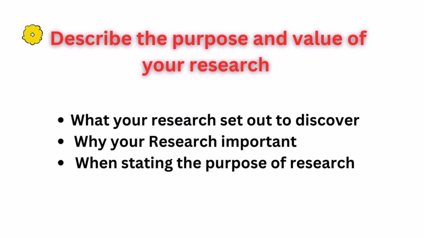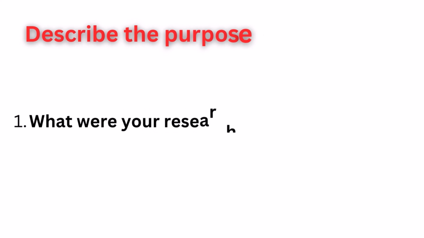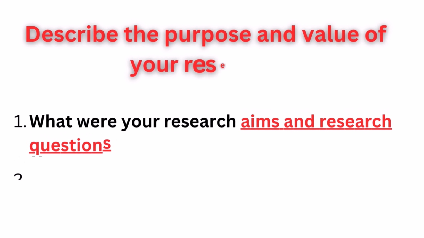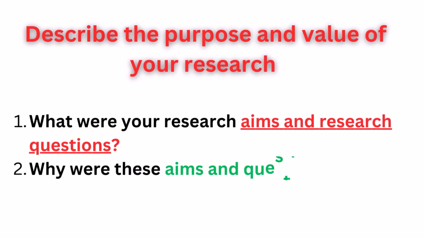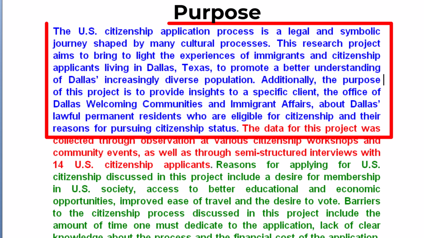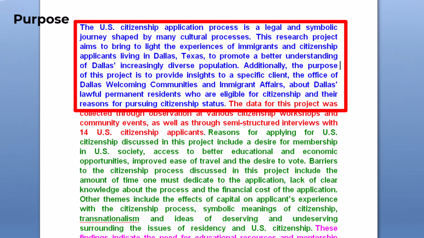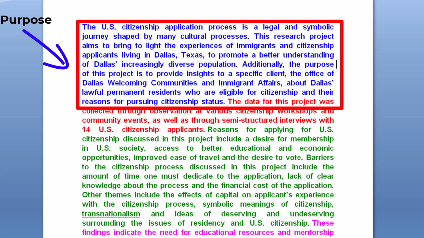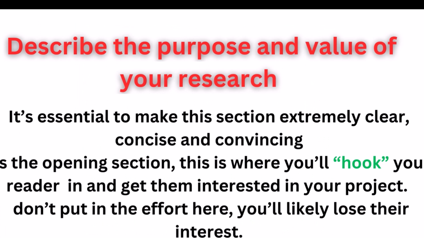When stating the purpose of research, you need to clearly discuss this. What were your research aims and research questions? Why were these aims and questions important? It's essential to make this section extremely clear, concise, and convincing. As the opening section, this is where you'll hook your reader in and get them interested in your project. If you don't put in the effort here, you'll likely lose their interest.